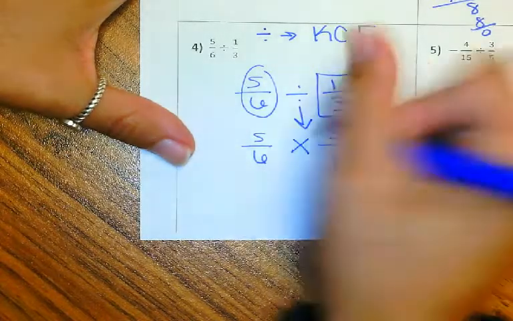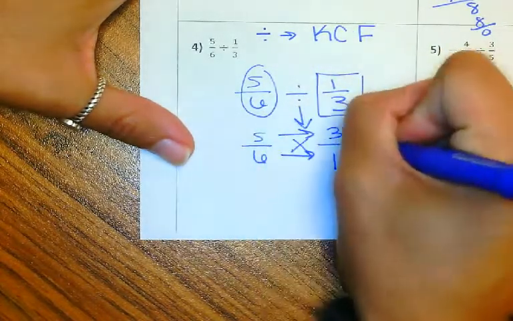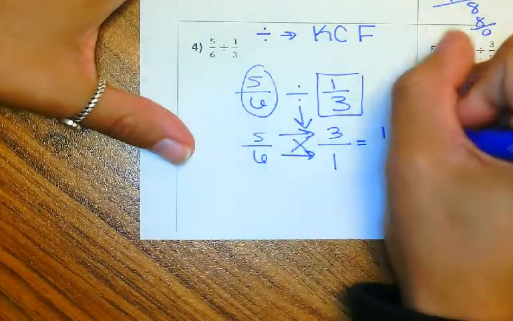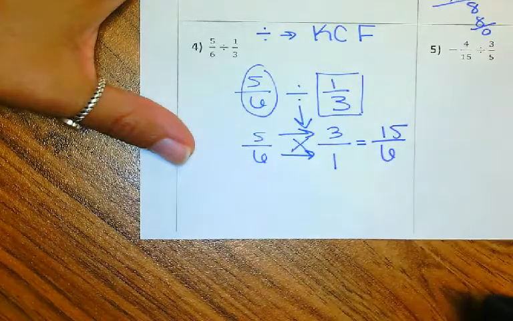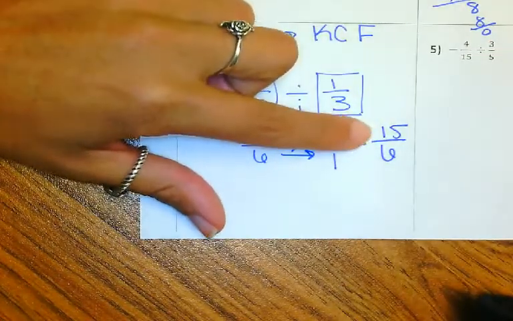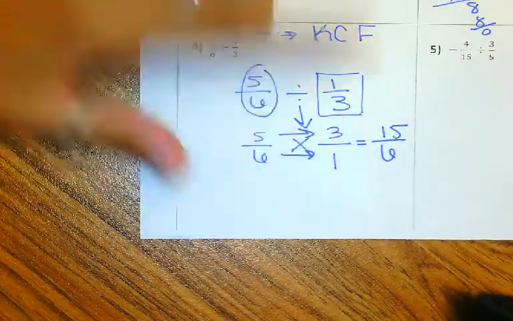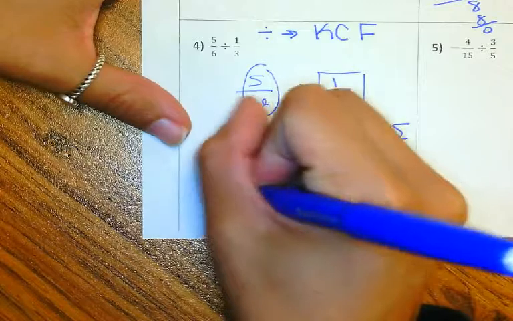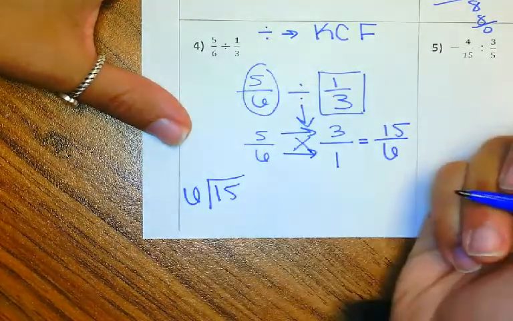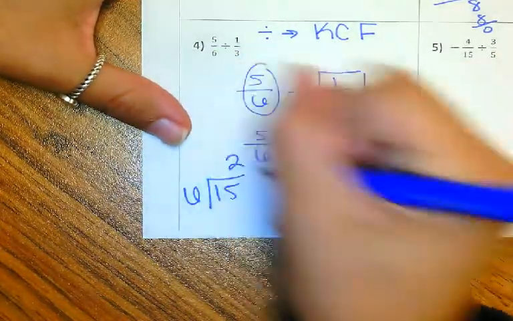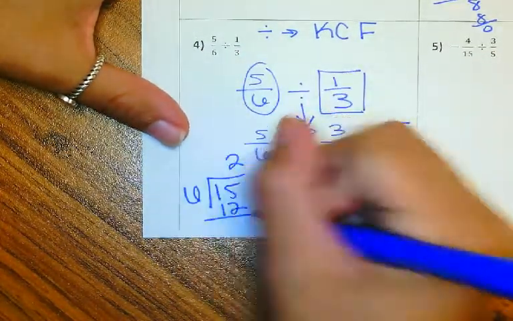And now I multiply like normal. 5 times 3, which is 15. 6 times 1, which is 6. Now, what happens when your top number is bigger than your bottom? You have to divide. So hopefully you got top and bottom out. 6 goes into 15 twice. 2 times 6 is 12. And I get 3.